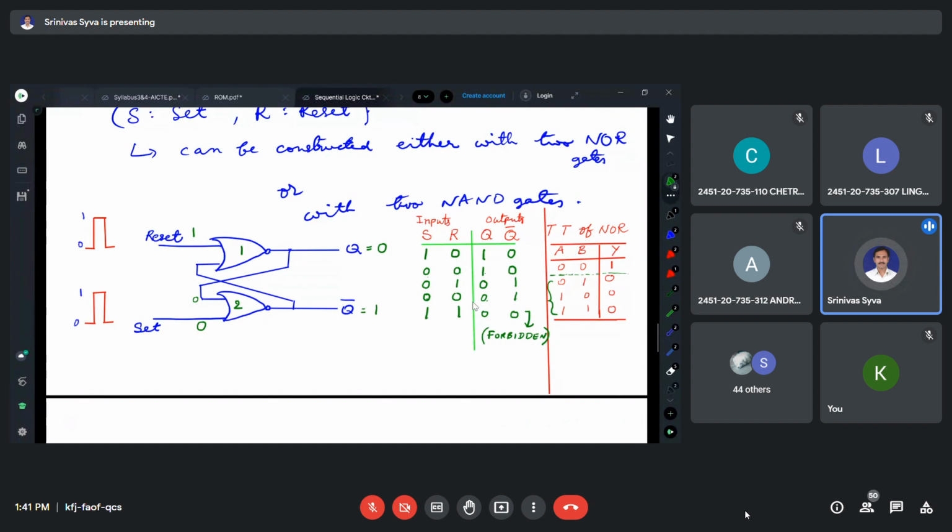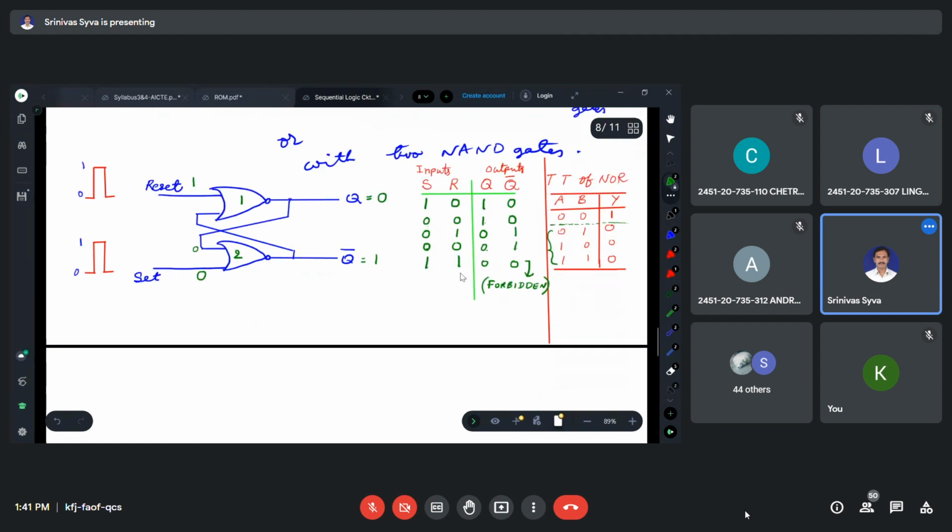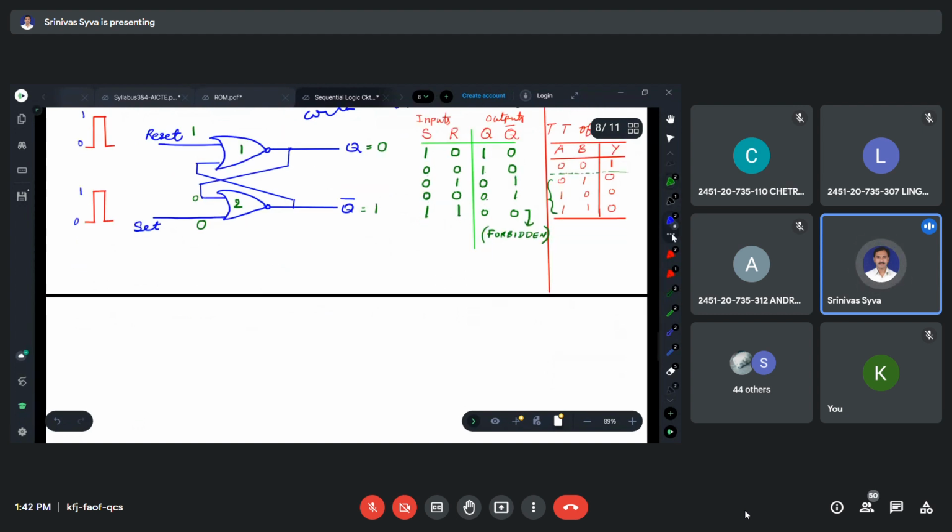All right, so this is the SR latch operation. The SR latch constructed with NOR gates. See how the output is, how the input is. So 1 0 you can apply, 0 1 you can apply, or 0 0. But 1 1 you cannot apply. So next, in this, any doubt, please ask. Next, the SR latch constructed with NAND.